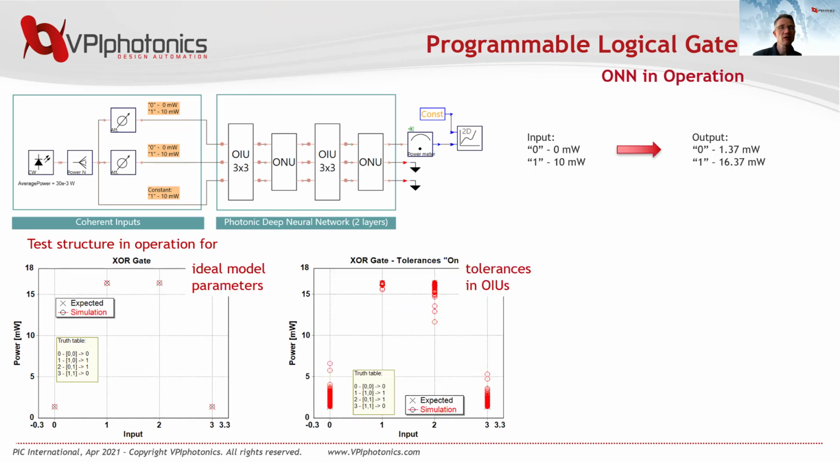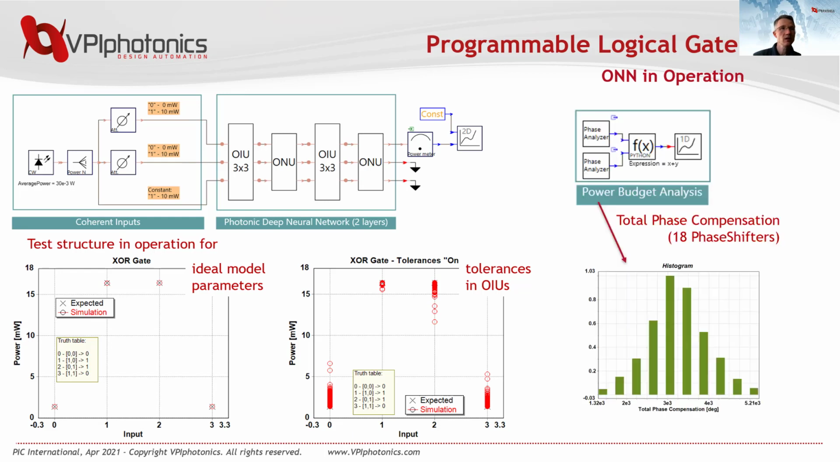Now, taking fabrication tolerances in the OIUs into account, the outcomes start to deviate from the expected ones. We see it here for the case of XOR operation. Note that the automated phase noise compensation was enabled. The variation of the output powers is due to fluctuations in waveguide attenuation and MMI width, changing the OIU transfer characteristic. The applied amounts of phase compensation in all the 18 phase shifters can be tracked, and its histogram is displayed here. This gives further insights in the requirements for operating and controlling such a device under the influence of fabrication tolerances.